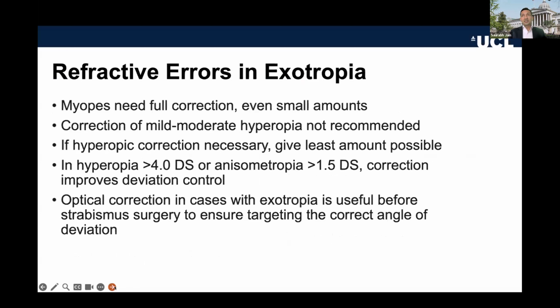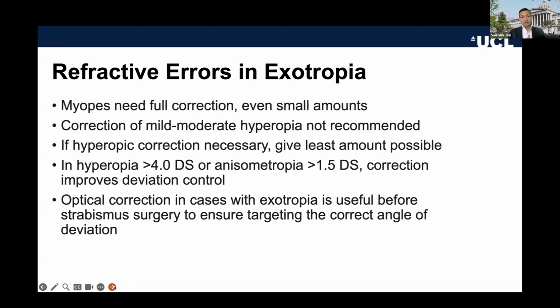Myopes definitely need correction. Even small amounts of myopia, if corrected, have a significant impact on the exotropia. If they have mild to moderate hyperopia and reasonable vision, you may try not to correct them because you will definitely make the exotropia worse. But if the hyperopia correction is larger and it does improve their vision, you should give them the least amount of hyperopia you can to correct the vision as much as possible.